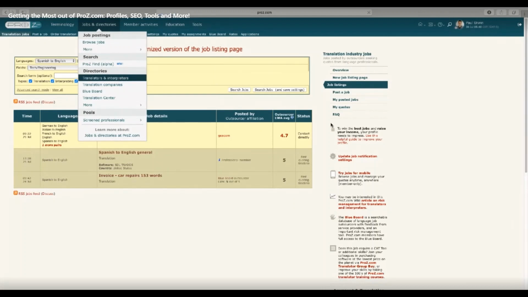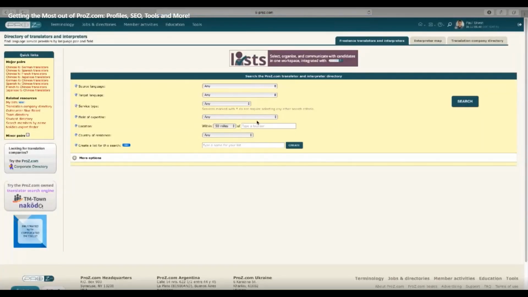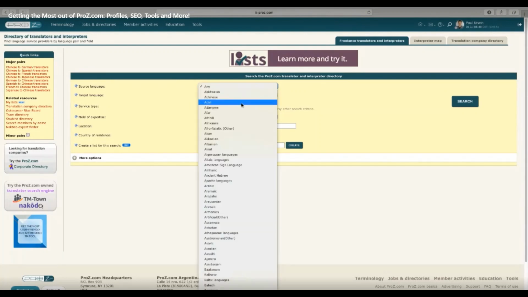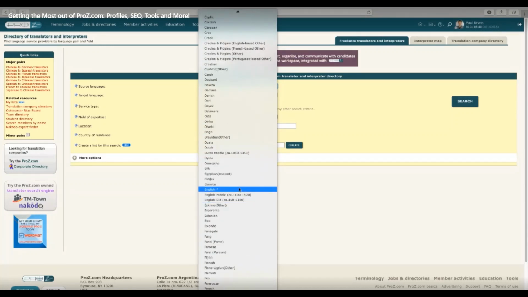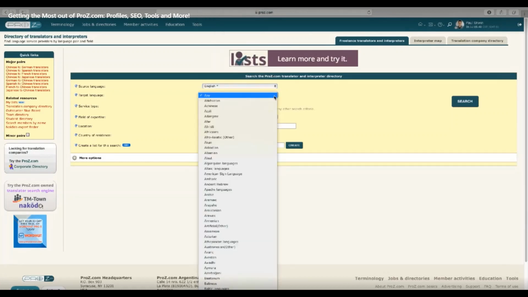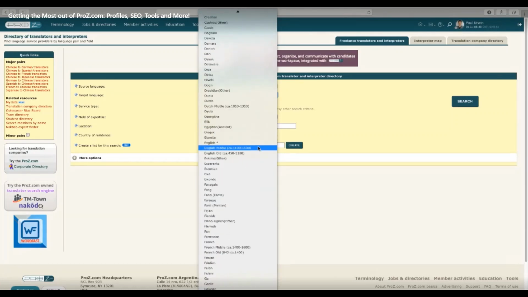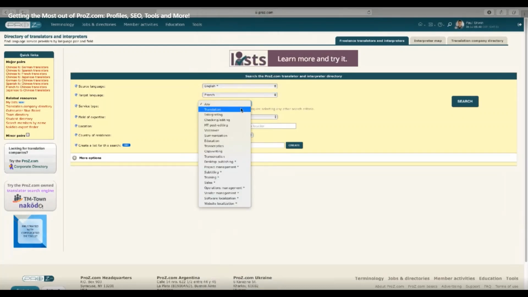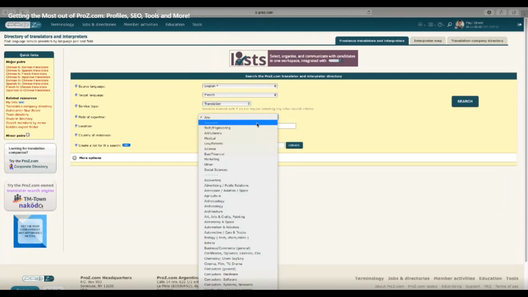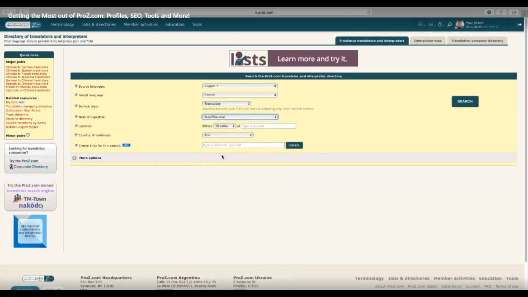You can also check out the translator and interpreter directory. So if you were looking, let's say, to find a colleague to work with, if you're looking for a specific person to work with in a particular language pair, then why not search the directory? So let's search from English to French. Service type or translation, field of expertise. Let's say I'm looking for someone who is in the business or financial sector, no particular location or country of residence, and search. Let's have a look.